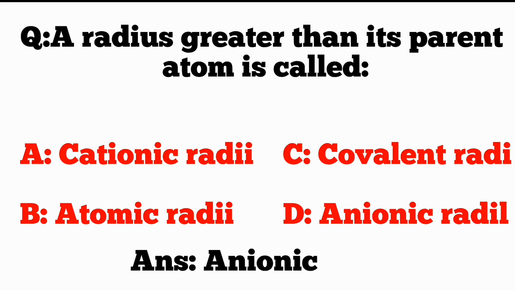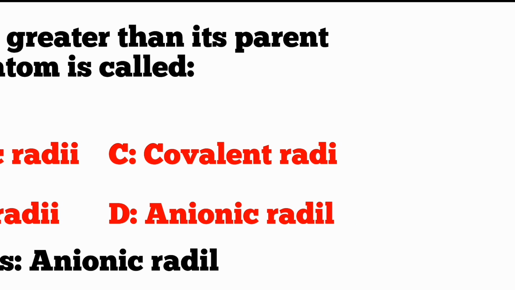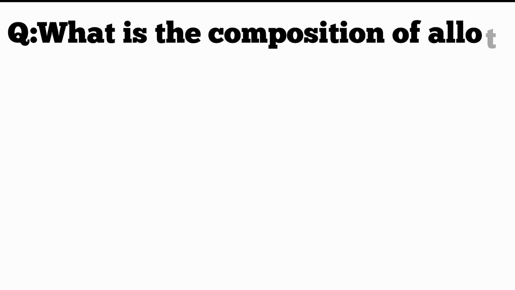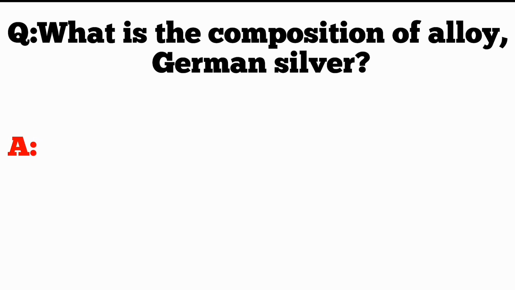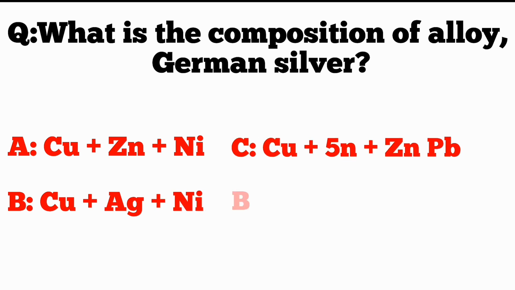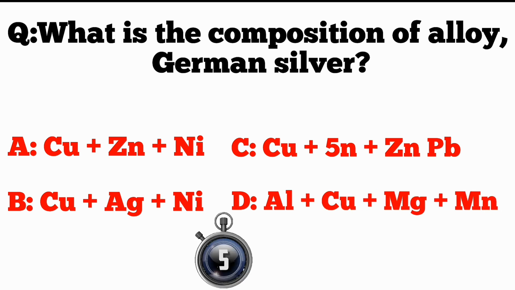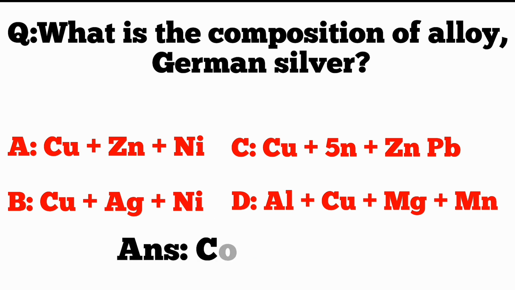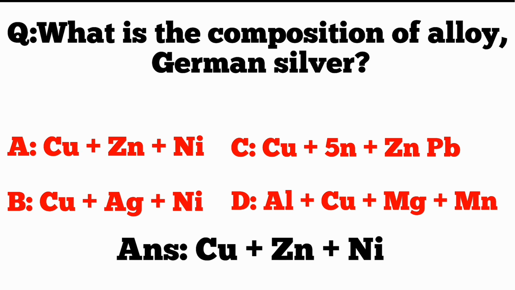Answer: anionic radical. Q. What is the composition of alloy German silver? A. Cu plus Zn plus Ni. B. Cu plus Ag plus Ni. C. Cu plus Sn plus Zn. D. Al plus Cu plus Mg plus Mn. Answer: Cu plus Zn plus Ni.